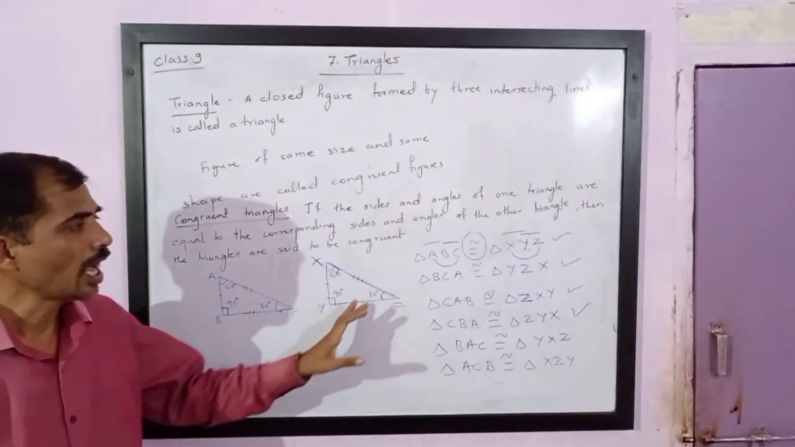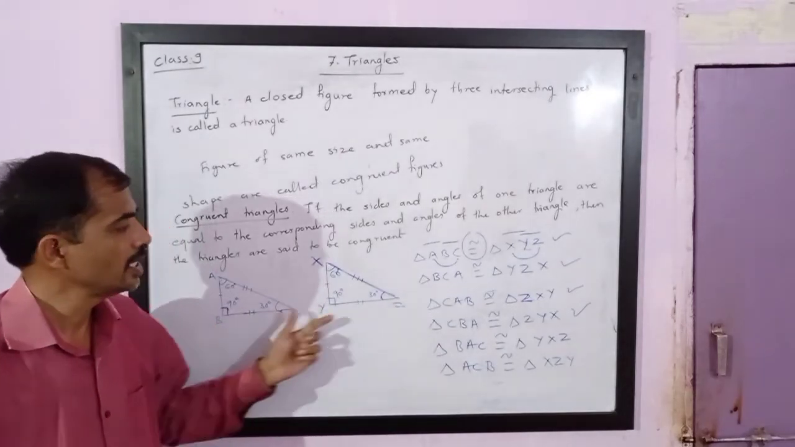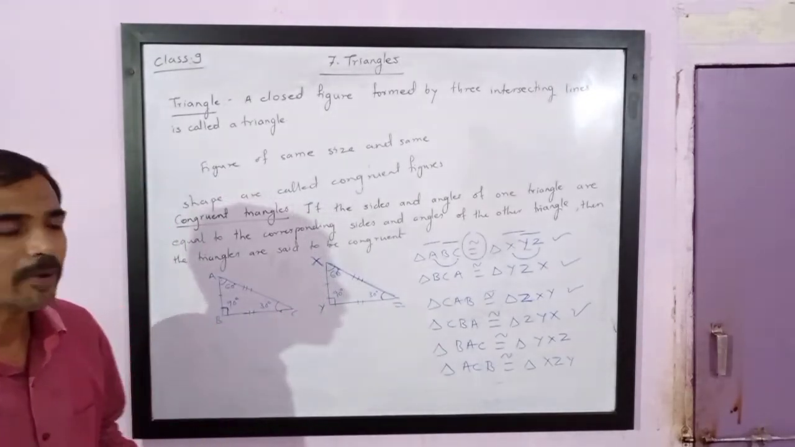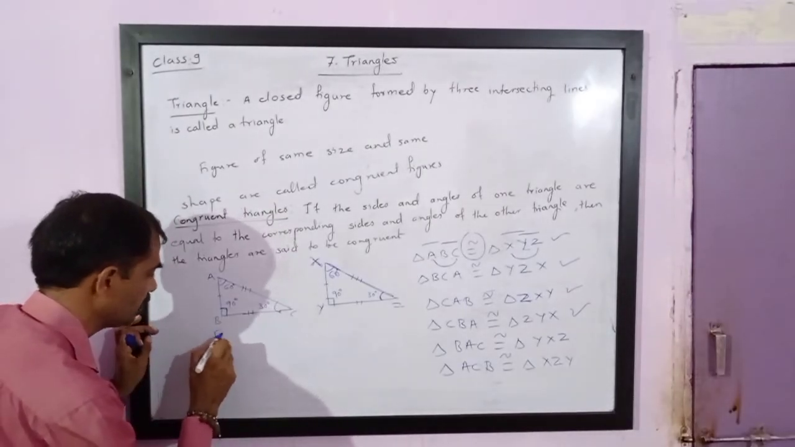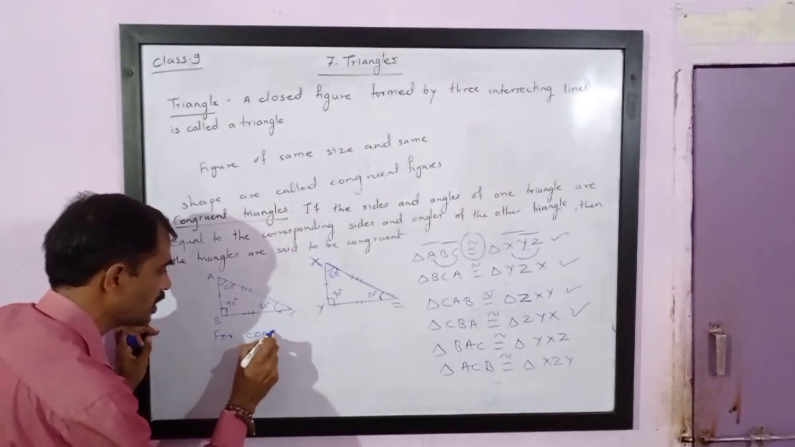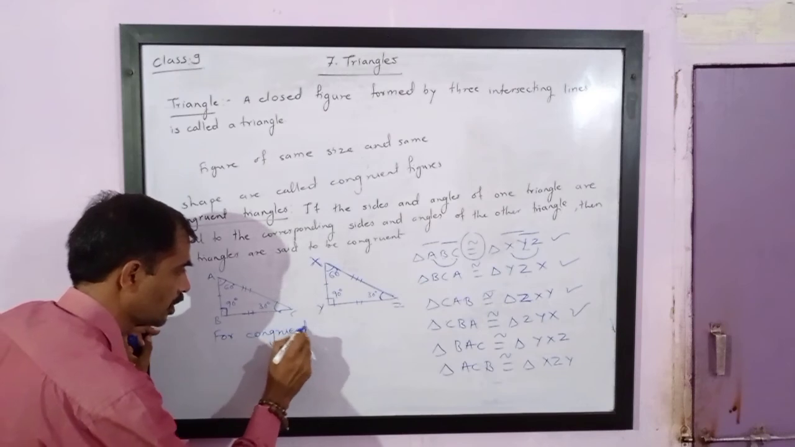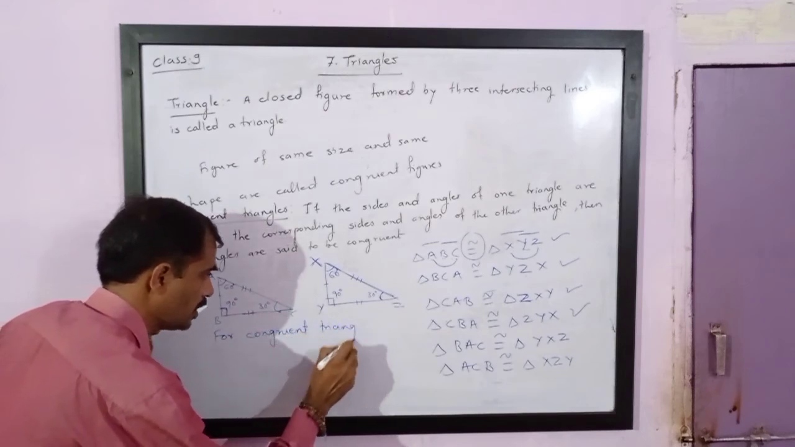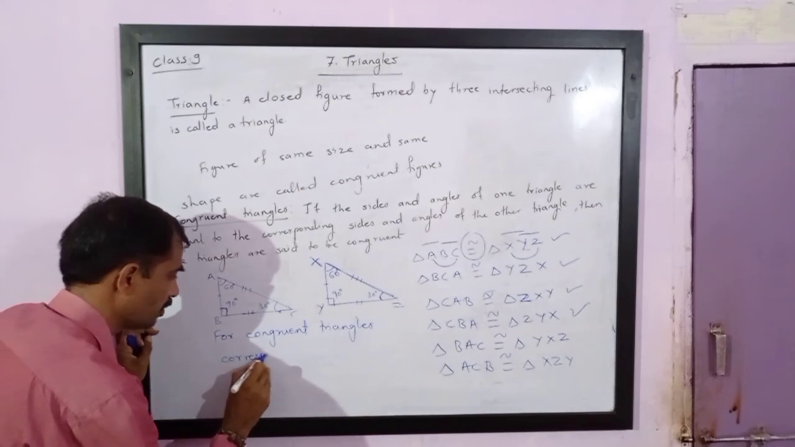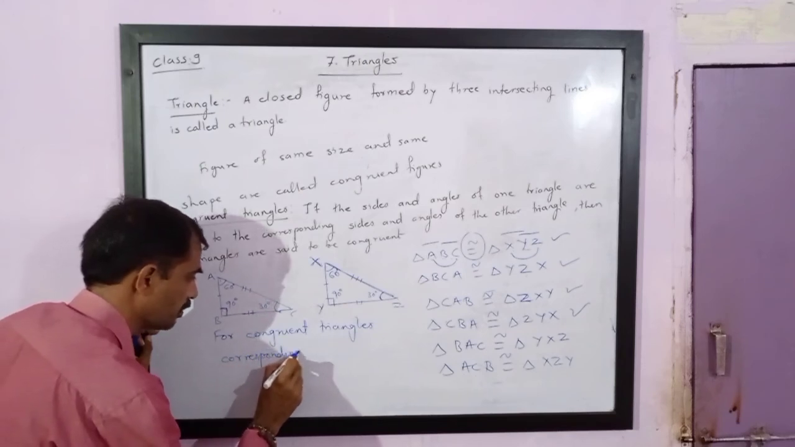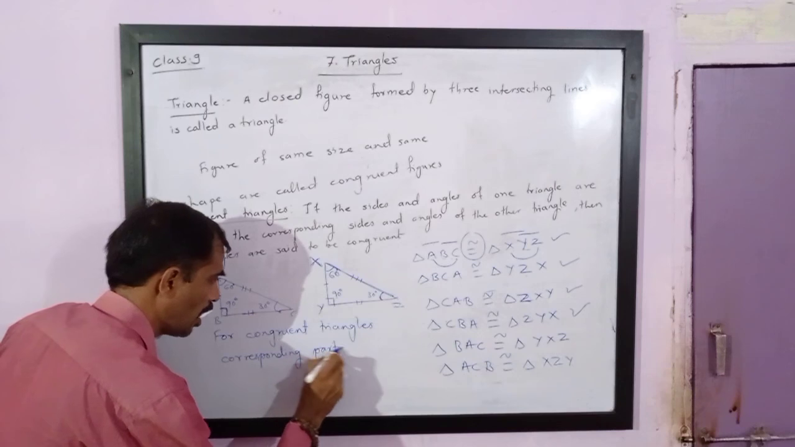Thus, please note, I am just trying to tell you, if the triangles are congruent, then their corresponding parts are also equal. So, for congruent triangles, corresponding parts are congruent.